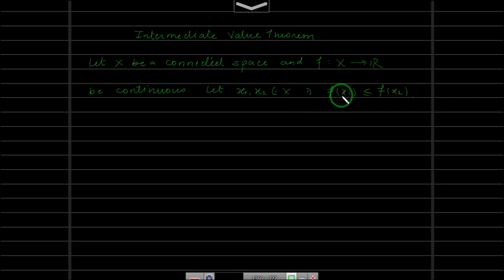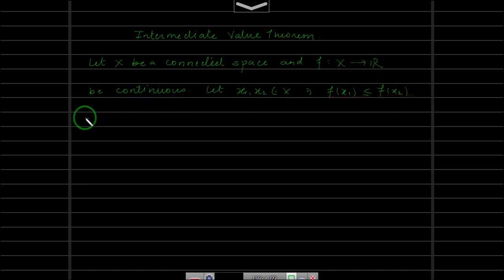We can compare f at x1 and f at x2 because they will be in R, and because of the law of trichotomy we can compare these two. Either they will be equal, or f at x1 is less than f at x2, or f at x1 is greater than f at x2. But in X we may not be able to compare these elements.